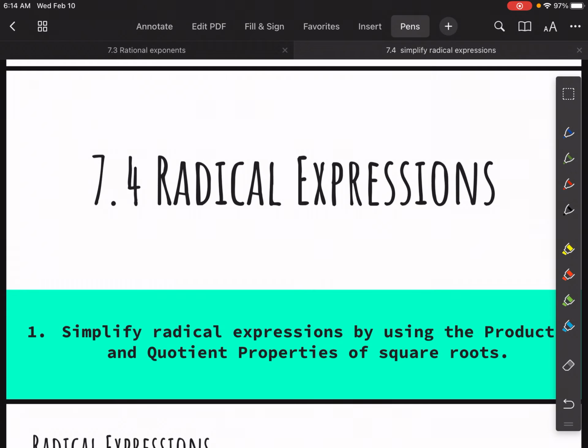Hey, algebra. All right. We're going to jump into 7.4 radical expressions. Yes, they are radical. One objective for the day: simplify radical expressions by using the product rule and the quotient rules of square roots.